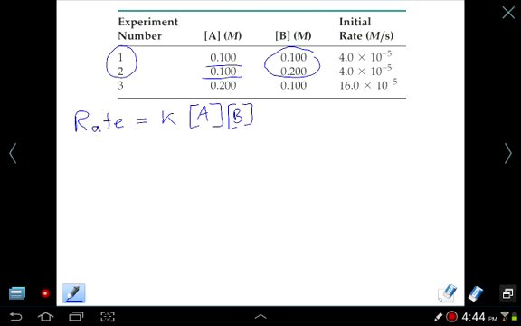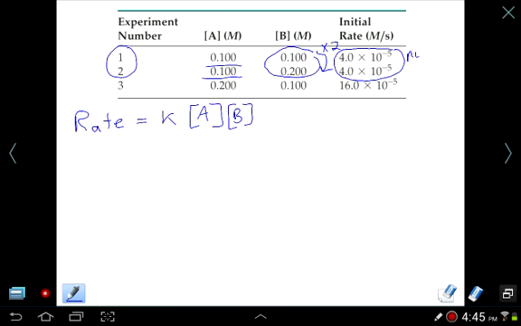So we see that in experiment 1 and 2, we're doubling the concentration. From here to here, we're going times 2. We're doubling the concentration of B. However, if you take a look, the rate does not change at all. You could say the rate goes up by 1 times 1, or does not change.